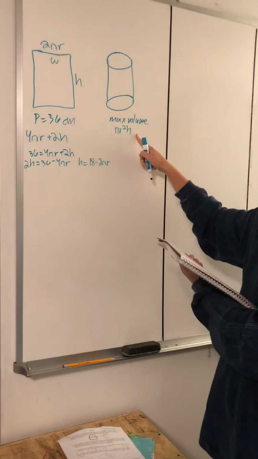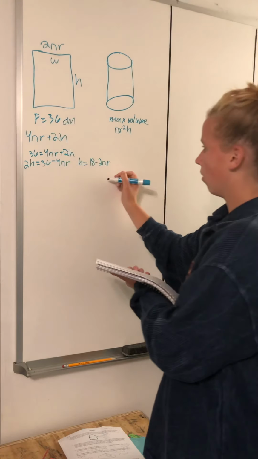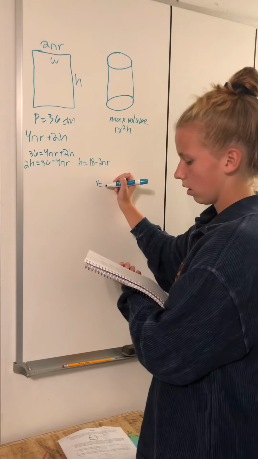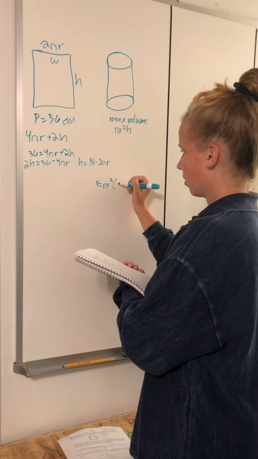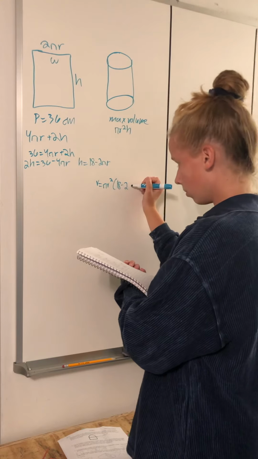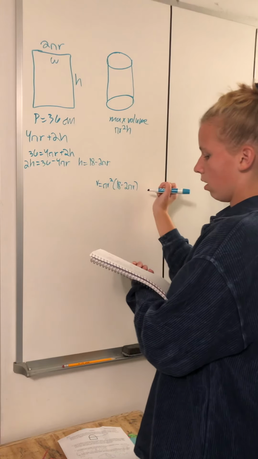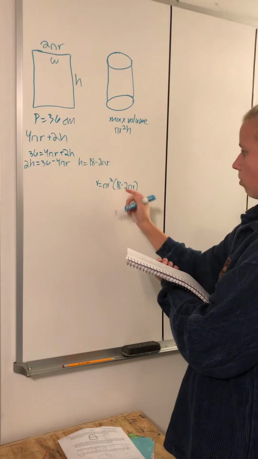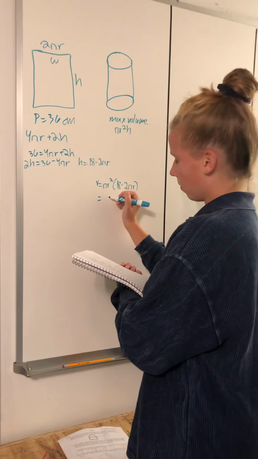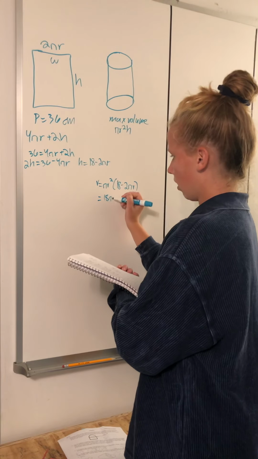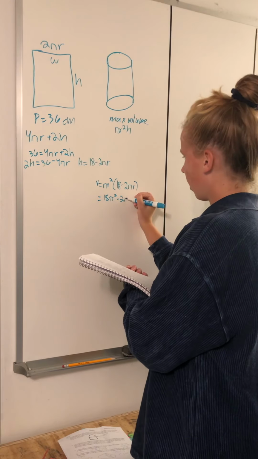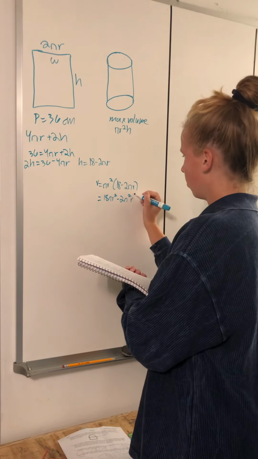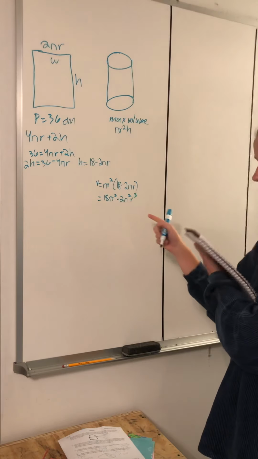So then if you use your volume equation, now we know the volume is equal to pi r squared times 18 minus 2 pi r, and then we can distribute that and we get 18 pi r squared minus 2 pi squared r cubed is equal to our volume.